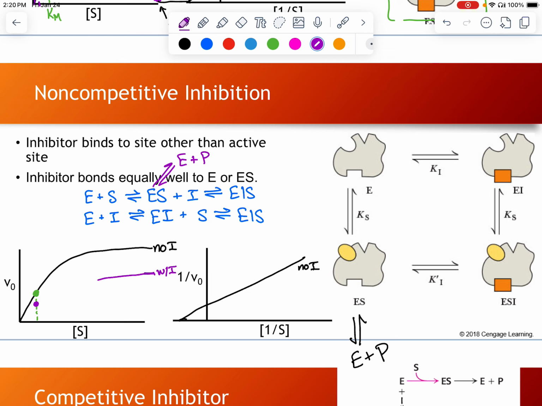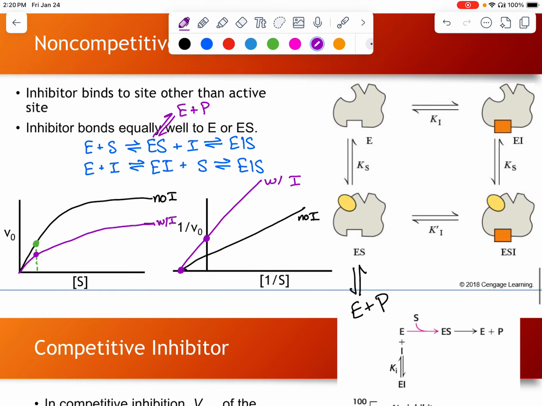And so now I've got something that has the same Km, but has a lower maximum velocity. If I come over here, same Km will mean the same thing here. Lower max velocity will mean a higher y-intercept. And so with the inhibitor, I see something that looks like that. All right, that was a lot.